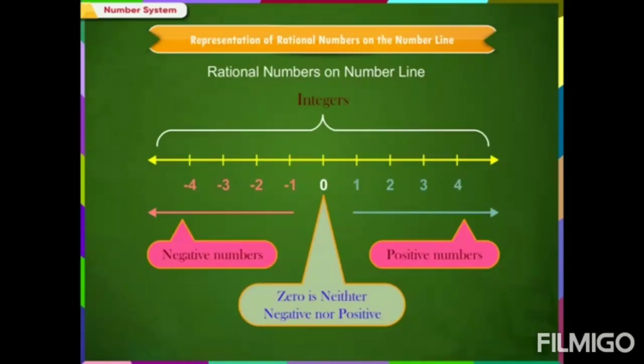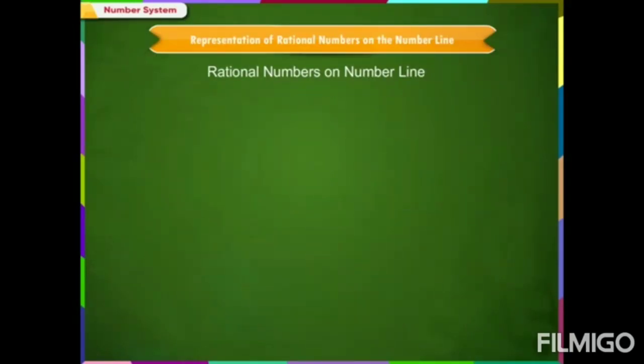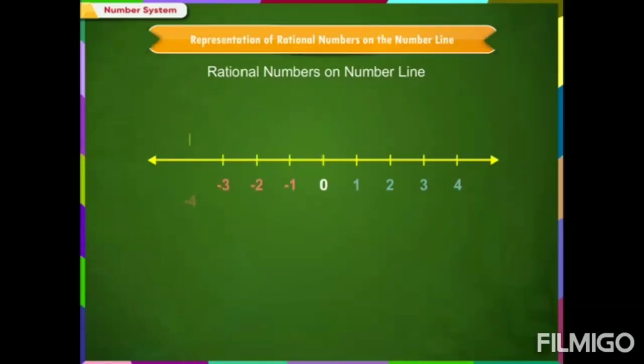Representation of rational numbers on the number line. We can represent rational numbers on the number line in the same way as we have learned to represent integers on the number line. In order to represent rational numbers on the number line, we first need to draw a straight line and mark a point O on it to represent the rational number 0. The positive rational numbers will be represented by points on the number line lying to the right side of 0 and negative rational numbers to the left of 0.